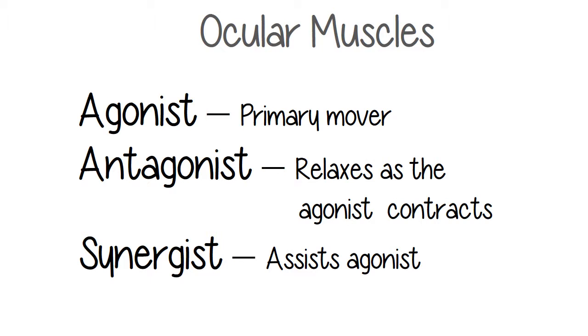For instance, when we talked about elevation, the primary mover there, the agonist, was the superior rectus muscle. The synergist muscle, the one that assists the superior rectus in that movement, is the inferior oblique muscle. That would be the synergist.